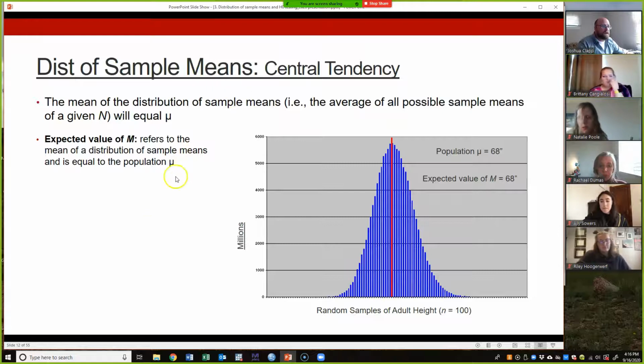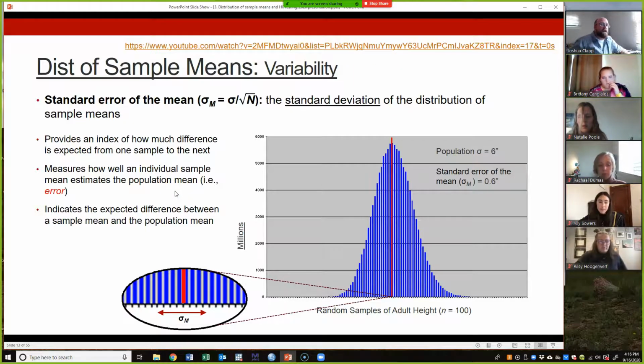All right, so this is central tendency. Last thing we want to talk about is the variability of this distribution of sample means. We can calculate the standard error of the mean. We calculate this as my population standard deviation divided by the size of whatever samples that I'm running. Standard error is going to be the standard deviation of the distribution of sample means.